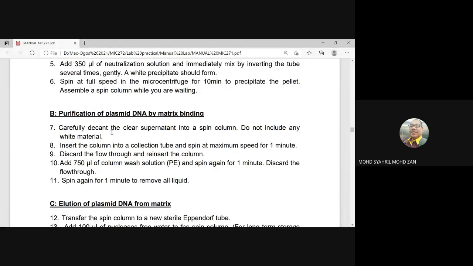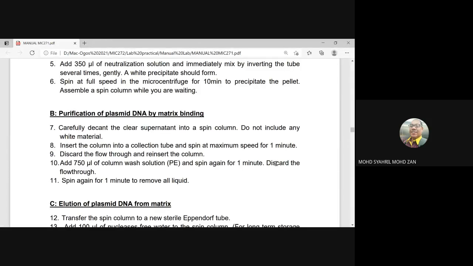So carefully discard the clear supernatant into the spin column. Okay, so spin column tu do not include any white materials. Okay, insert the column into the collection tubes and spin maximum speed for 1 minute. So maximum speed dekat sini untuk microcentrifuge lebih kepada 13,000 juga RPM for 1 minute. Okay, so now you have to discard the flow through and reinsert the column. Okay, add 750 microliter of column wash solution, or we call it PE, and spin again for 1 minute in the same maximum speed.